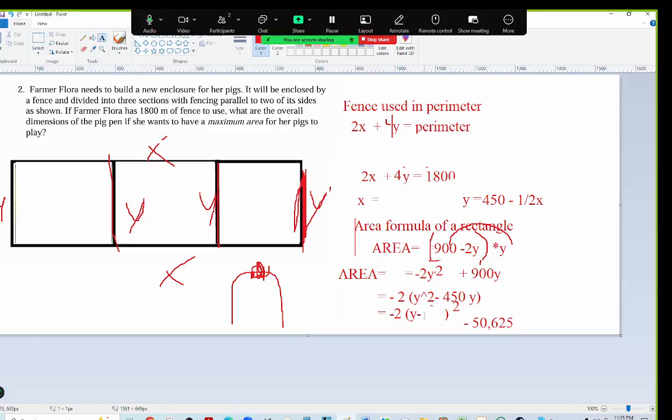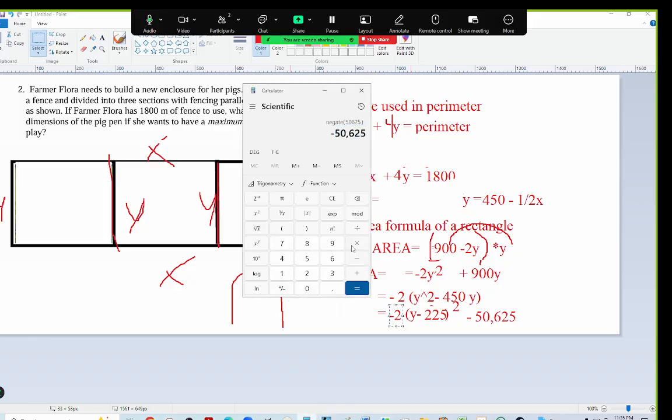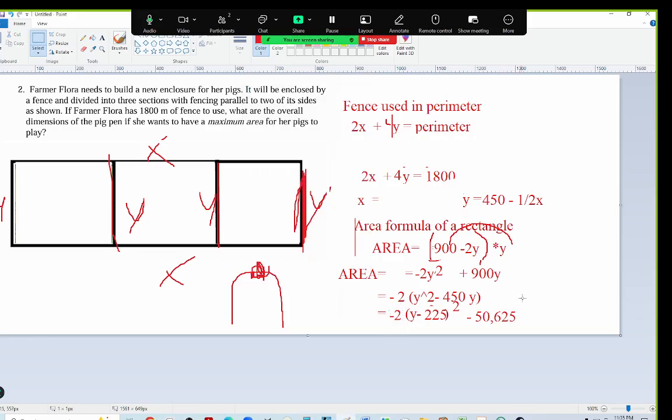Now, even though there was no number outside, we still have to multiply it by -2 to get it outside the bracket because there's a -2 here. So I'm going to take the number we came up with. It's a negative number, and I'm going to multiply it by -2. And I get this number. There we go. And let's try that again. So we get y minus 225 squared plus 101,250 is equal to the max area, or the area. Sorry. What's the vertex?